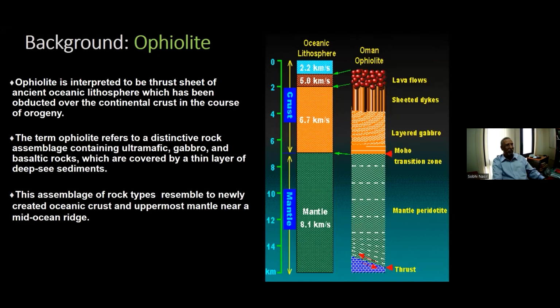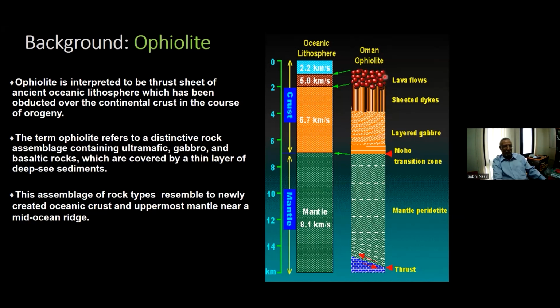First of all, just allow me to give a short background on ophiolite. Ophiolite is interpreted to be a thrust sheet of ancient oceanic lithosphere, which has been obducted over the continental crust in the course of orogeny. Now, the term ophiolite refers to a distinctive rock assemblage containing mantle ultramafic rock, the peridotite, overlain by a crustal section, mostly made of gabbros, layered or massive, sheeted dikes, basalt lava flow, and all these are covered by a thin layer of deep sea sediment, mostly regular in shape.